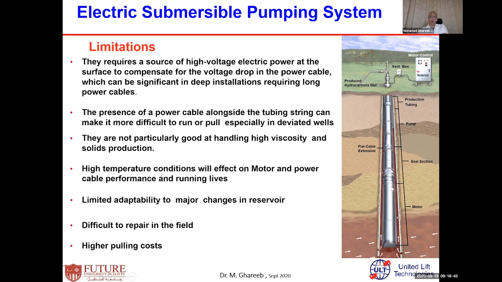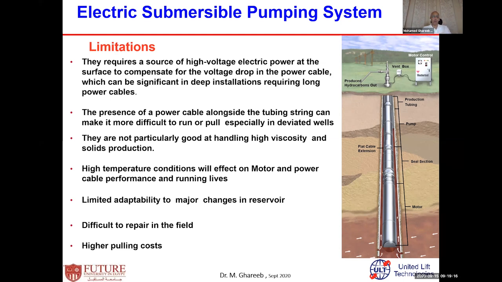One of the problems for ESP, as we'll see later in some slides, is that it has a certain range of production capabilities. If the reservoir production or pressure starts to change, the flexibility of changing the pump, even if you have a variable speed drive at the surface, will be limited compared to positive displacement pumps like rod lift and so on.